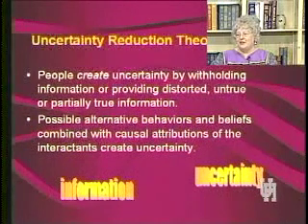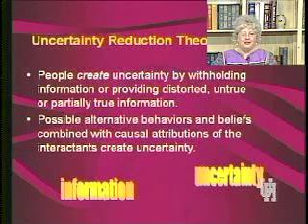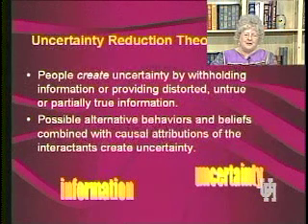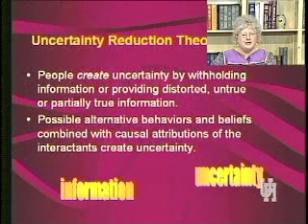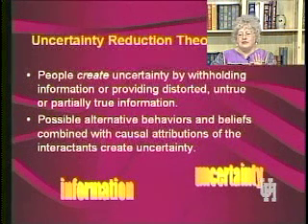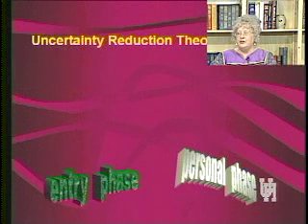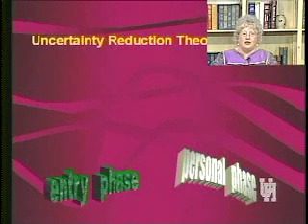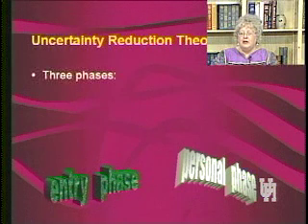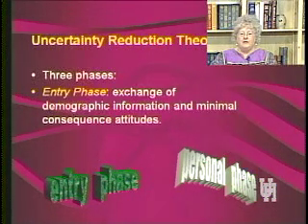There are possible alternative behaviors and beliefs. There are different things the teacher could do. Stir into that causal attributions of the interactants, the people that are involved. All this premise is saying is that there are a lot of factors at work here. There are a number of things coming into play in this situation: the choices that the people have, the choices that they choose to give to you, and any other intervening variables that may be beyond the control of the people who are involved.